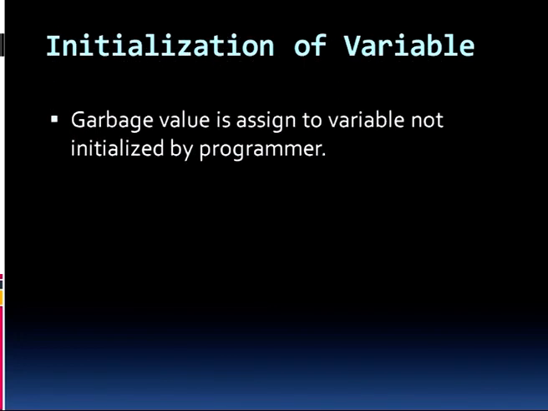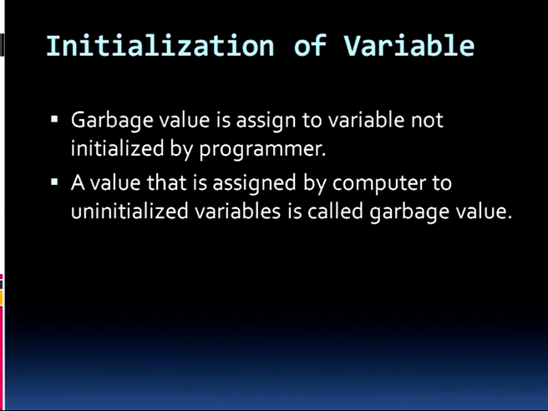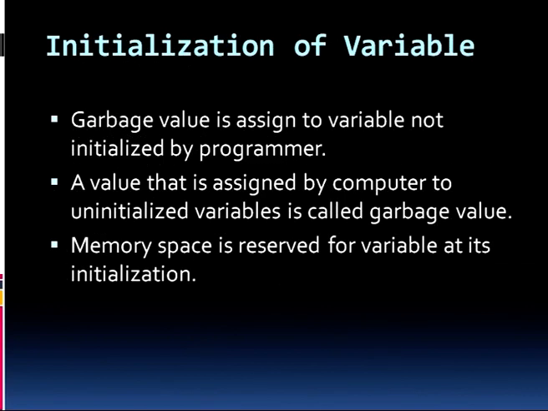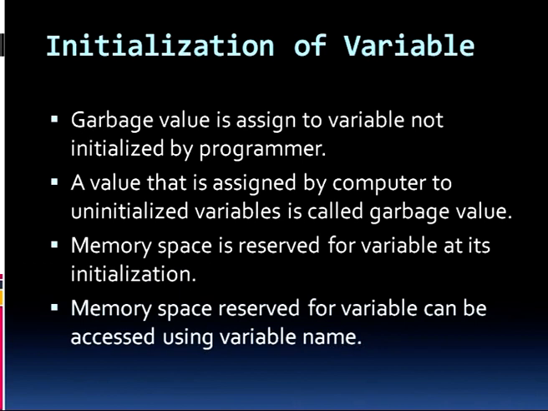Initialization of variable is necessary. If we do not initialize a variable, then garbage value is assigned to the variable. What is garbage value? A value that is assigned by the computer to the uninitialized variable is called garbage value, and memory space is reserved for variable at its initialization. Memory space reserved for the variable can be accessed by using the name of variable. So this was about type declaration instruction.